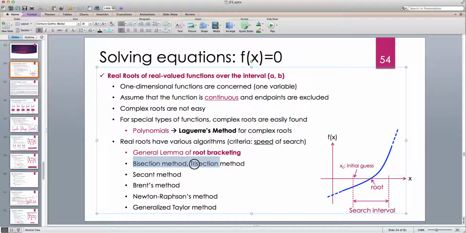We looked at the bisection method and implemented it in Java. And also we extended the bisection into trisection method, where we divide the root bracket into 3 pieces instead of 2 pieces. And then we also looked at the secant method, and we looked also at the Brent's method. And there are 2 methods left. One is the Newton or Newton-Raphson's method, and the last one is the generalized Taylor method.